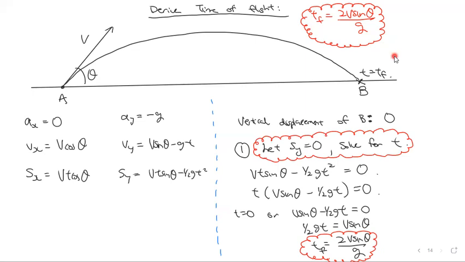Great. Okay, so that's how we derive time of flight. Now, any questions with that? No, makes sense. So then that means the next one we're going to do is we're going to derive range.